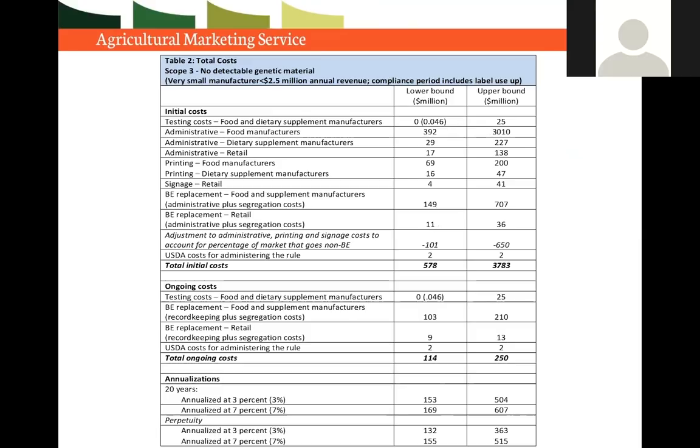USDA assumed that, as with Scope 1, food and dietary manufacturers would go non-BE for 20% of products subject to disclosure. However, since the universe of products subject to disclosure under Scope 3 is smaller than that for Scope 1, the cost of non-BE sourcing for 20% of products will also be smaller. For retailers, the cost of replacing BE with non-BE product would be exactly the same as in Scope 1, since the amount of potentially affected product is the same as in Scope 2.